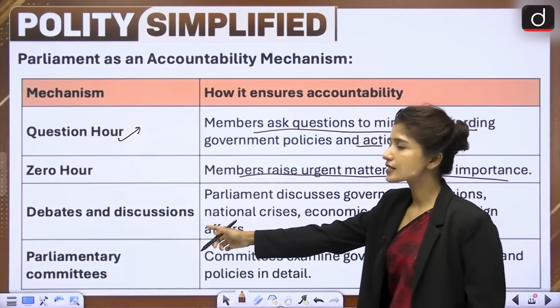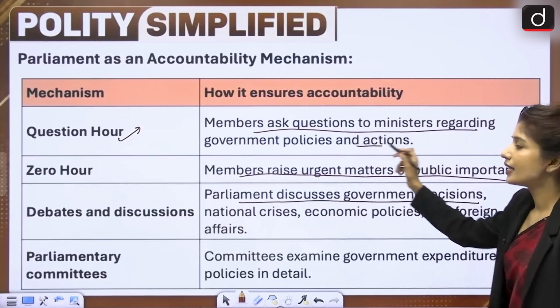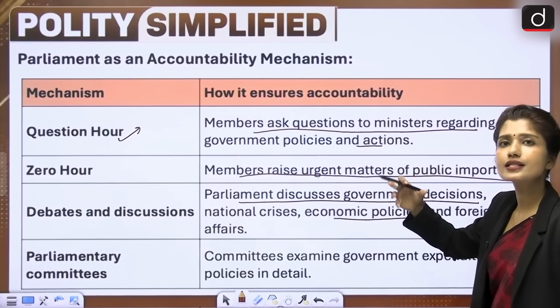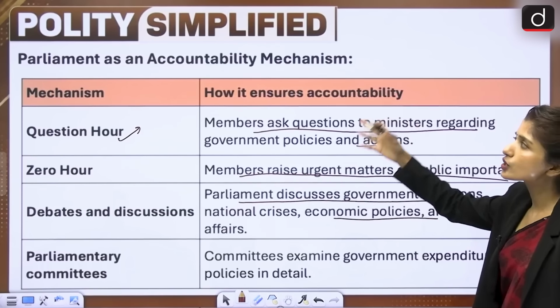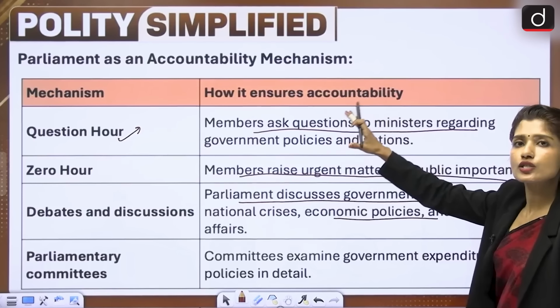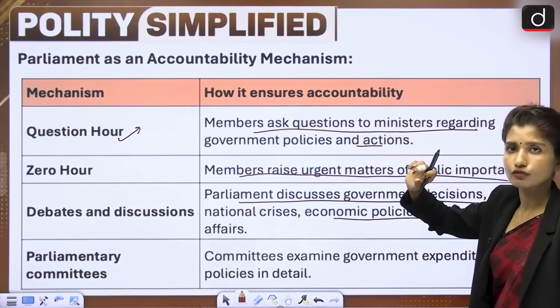Then there are debates and discussions, as we have already discussed, where Parliament discusses government decisions, national crises, economic policies and foreign affairs. A lot of debates and discussions happen, and questions are asked. That's how they ensure accountability. Parliament asks questions from the executive. That's how they ensure accountability by the government.